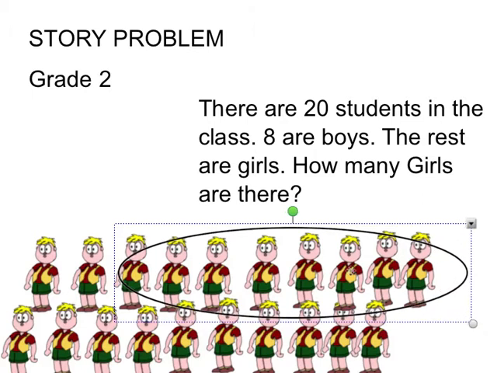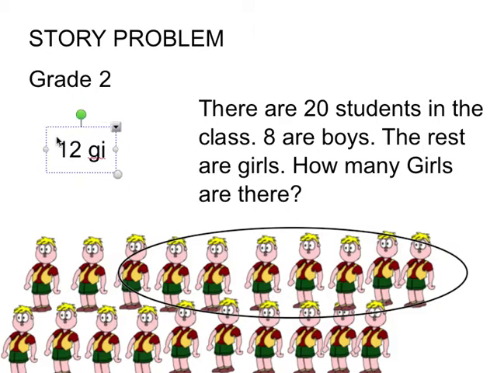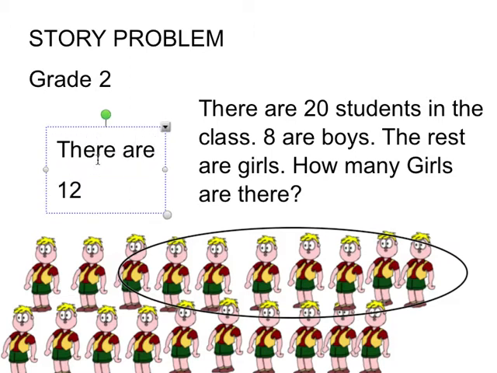Now, if these 8 in the circle are boys, that means the rest have to be girls. So all you simply do is count what's left over. So I have 2, 3, 4, 5, 6, 7, 8, 9, 10, 11, and 12. Well, that makes sense, right? So 12 are going to be girls. So here's my pictures, and my words would be something that looks like this. There are 12 girls in the class.